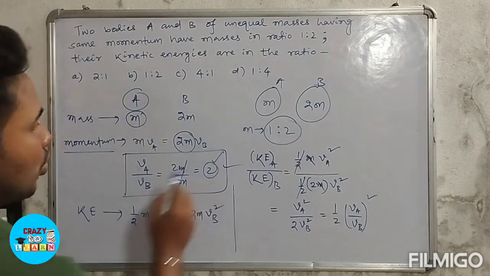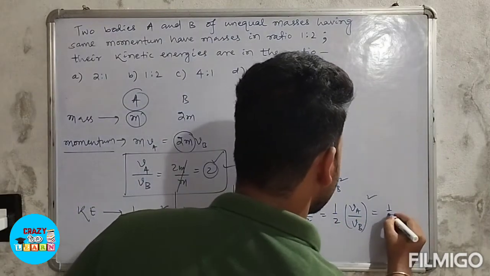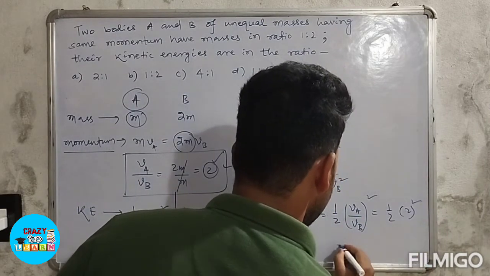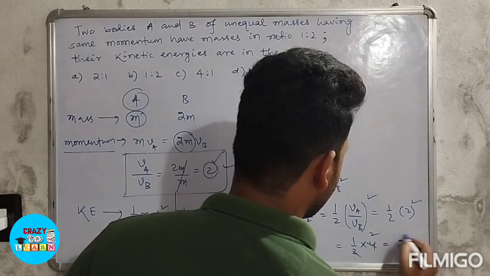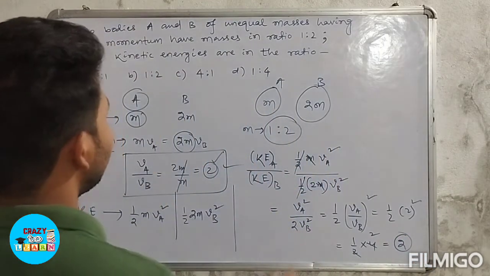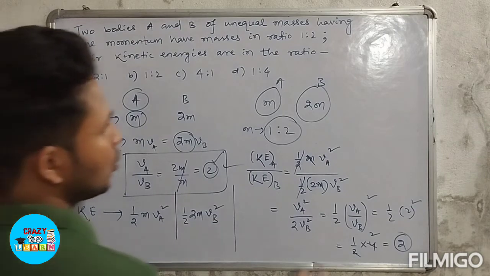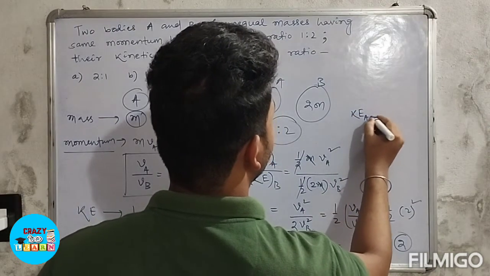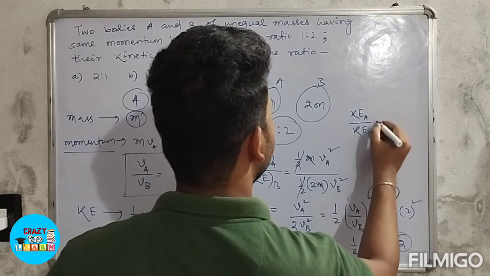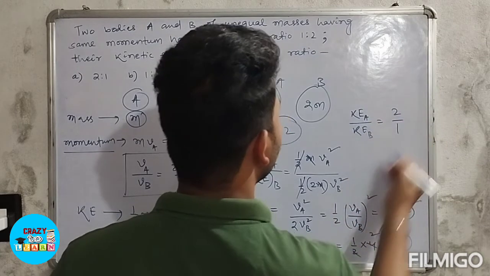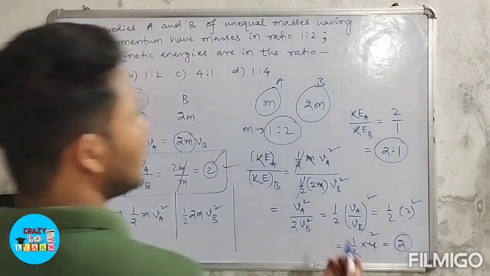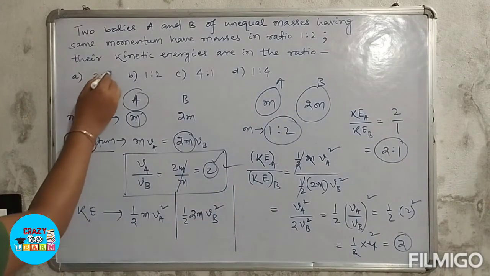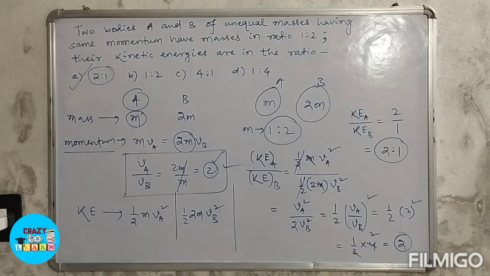So va by vb is equal to 2, so in place of va by vb just write 2. Half into 2 square is half into 4, which gives 2. So kinetic energy of A divided by kinetic energy of B is equal to 2. 2 means 2/1, so the ratio is 2:1. So option A is the correct one. Their kinetic energy ratio is 2:1. Clear?